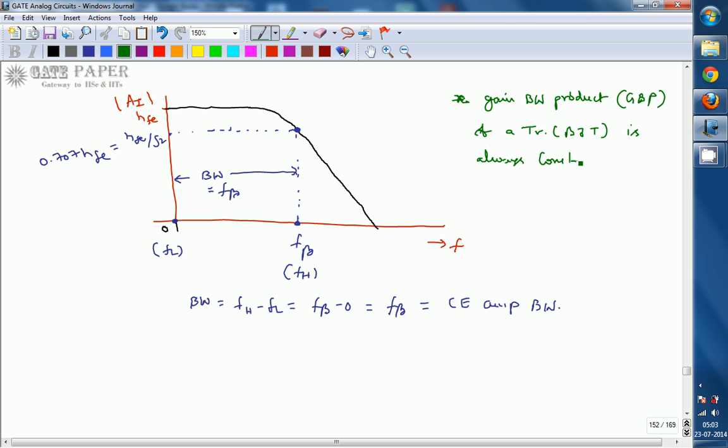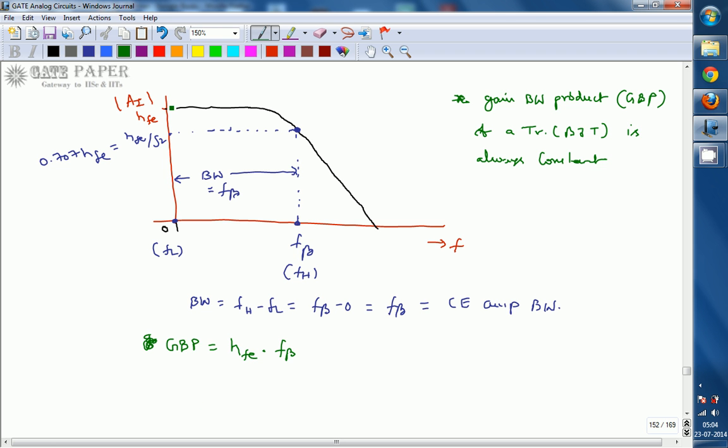Always constant. That implies if you increase the gain, bandwidth reduces. If you decrease the gain, bandwidth increases, since the product is going to be constant. So here the gain bandwidth product, I am writing it as GBP. The gain provided by the circuit is going to be HFE, and the bandwidth of the circuit is nothing but f beta. This is one expression you will get.